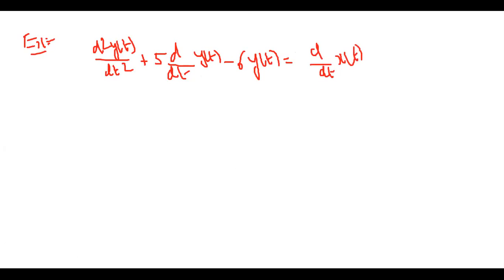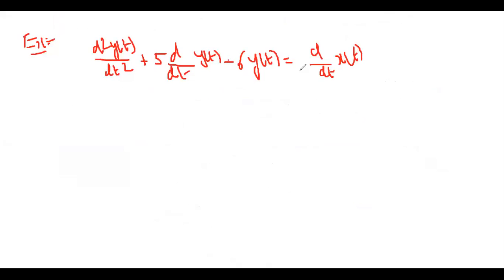Is it right, my dear students? Let's check whether it is right or wrong. So d square plus 5 and plus 6, my dear students. Here the plus 6 and minus, all the plus only. Plus 6 y of t and minus d by dt. You have to find out H of omega. So what is the H of omega and the h of t?